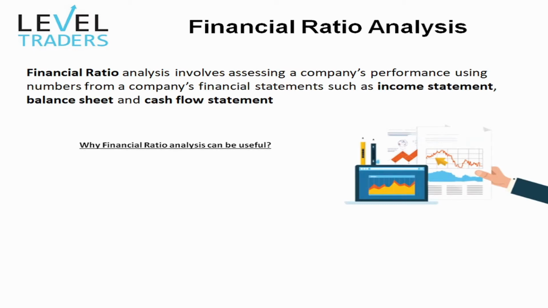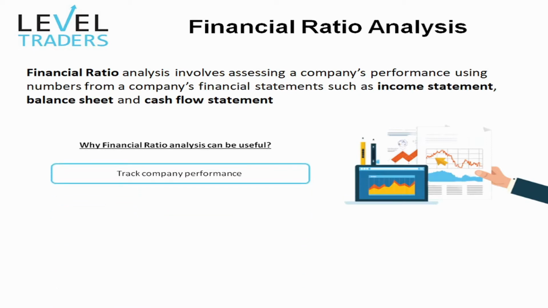So why are financial ratios useful for picking stocks or making investments? Well, first off, it tracks company performance. By that I mean, it determines individual financial ratios for each period and tracks the change in their values over time. And this is done to spot trends that may be developing in the company.